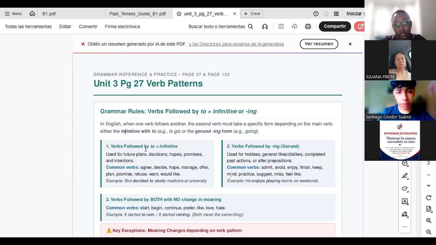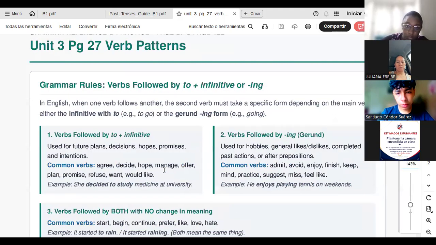So, verbs followed by to, infinitive. Used for future plans, decisions, hopes, promises, and intentions. Common verbs: agree, decide, hope, manage, offer, plan, promise, refuse, want, would like.